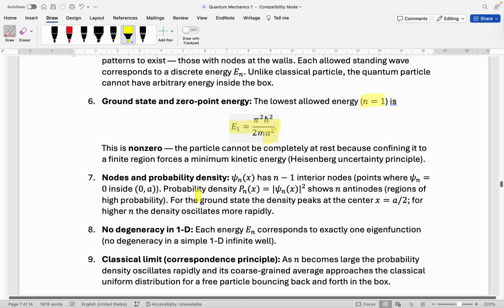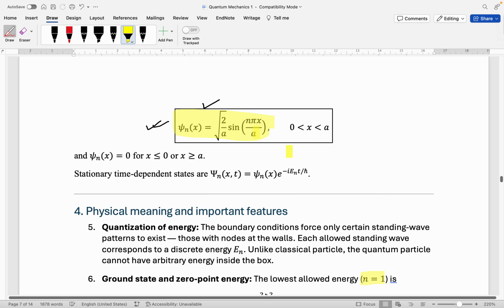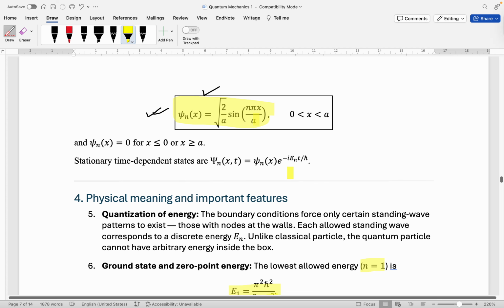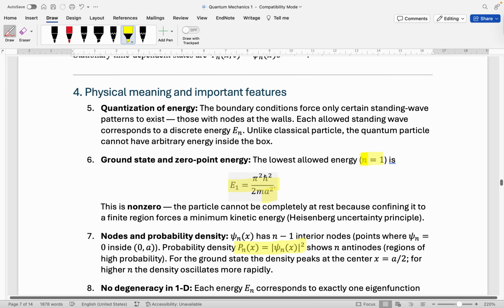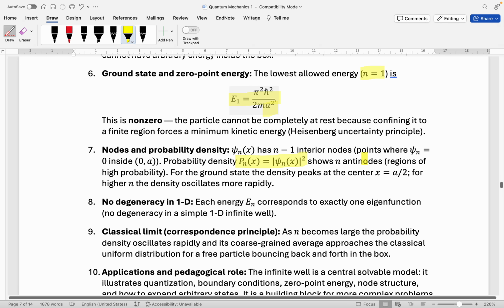Nodes and probability distribution, let me tell you: probability means the existence of the particle, so it is always the wave function squared. If you want the total probability, it is 1, but at a particular point you just take the square of this, and you'll know the probability of the particle existing at that point, because it is always between 0 and 1.